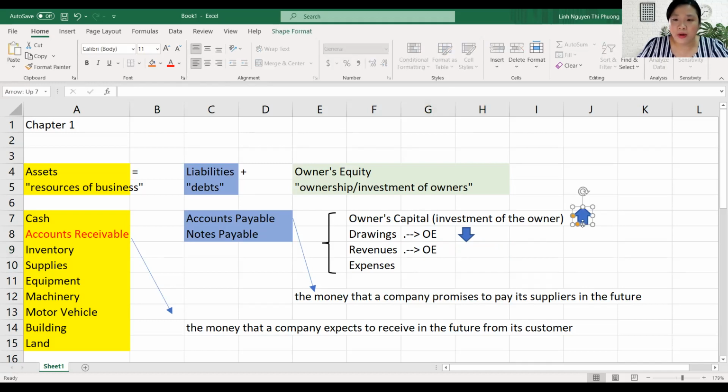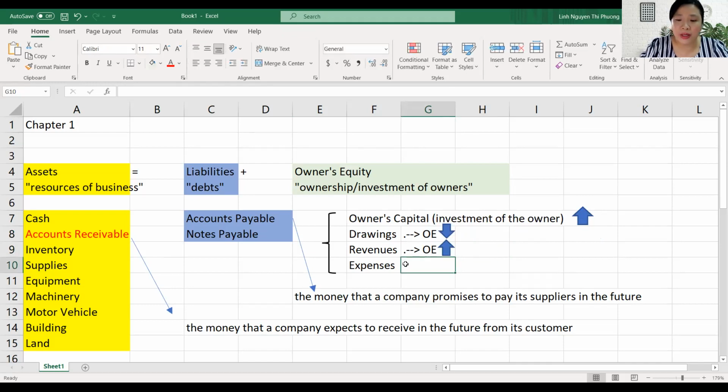Okay, what about expenses? Expenses are the things that we need to pay for our business. For example, we need to pay the salary for the employees. We need to pay the gasoline or something like that. The more expenses we have, owner equity will decrease.